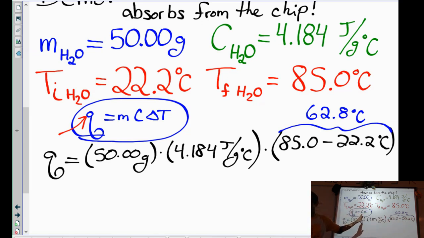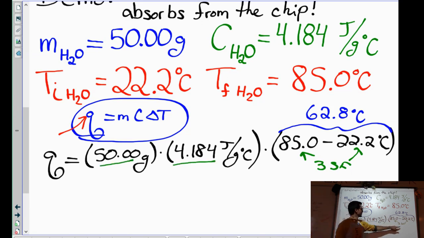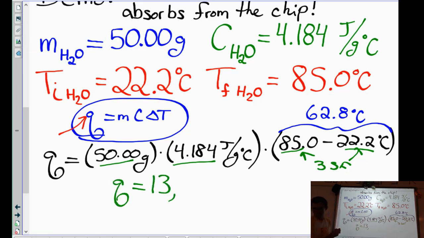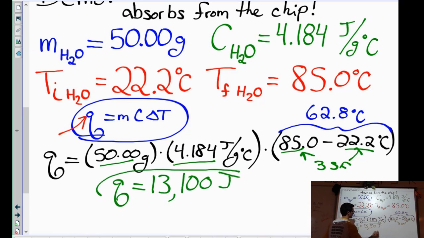So no big deal. And so if we're focusing on sig figs for the answer, if we're in honors chem, we're doing the sig figs, I would round to 3 significant digits. All right, because we have 4 sig figs there, we have 4 there, and we have 3 in each of the temperatures. So if I do my math, my answer ends up being Q equals 13,100 joules.